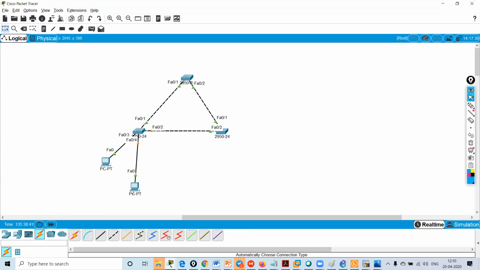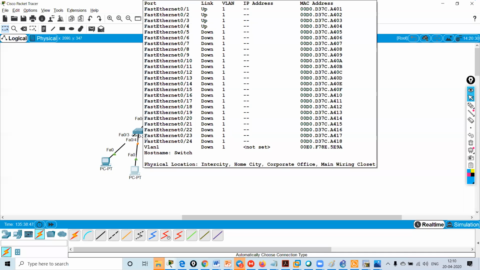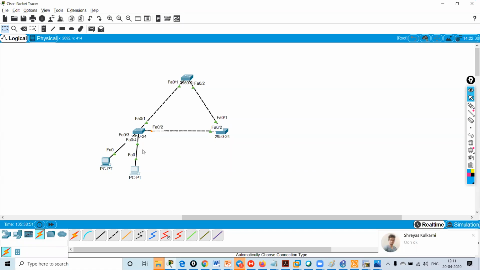Usually, it takes 30 seconds to go into listening and learning state if you are running normal STP. But in the production network, if you connect any PC on the access port, the port fast port, while running RSTP, it will come up immediately. This is the simulation.